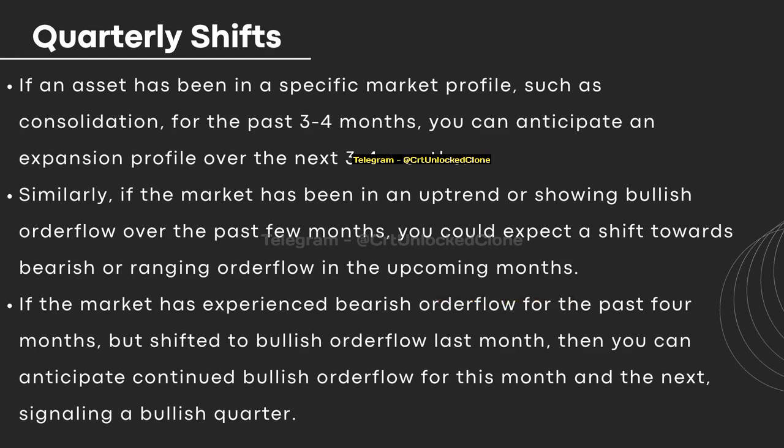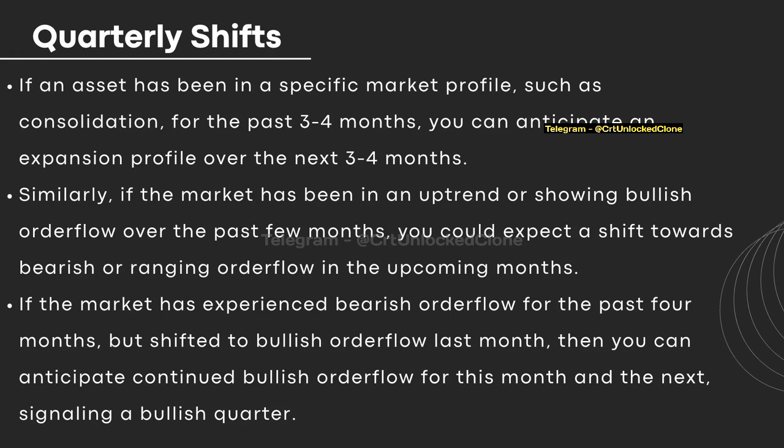You're going to make sure to use the basic fundamental principles of market profiles as well, right? And match it with key levels accordingly. Similarly, if the market has been moving in an uptrend or showing bullish order flow over the past few months, then based on that, we can expect a shift towards bearish or ranging order flow in the upcoming months, right? Because we know that according to quarterly shifts, more often than not, a market does not move in a specific profile or a specific order flow longer than 3 to 4 months, right? And after each 3 to 4 months, it has these quarterly shifts in which it changes into other structures or other order flows, right?